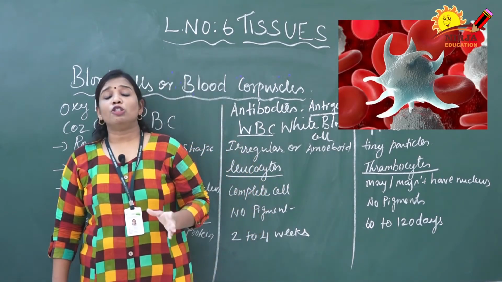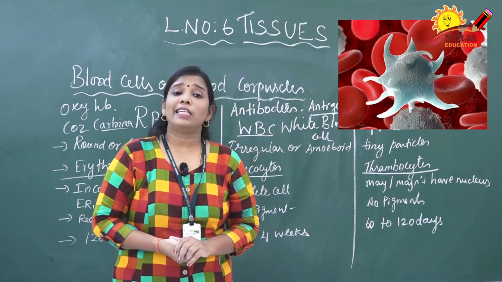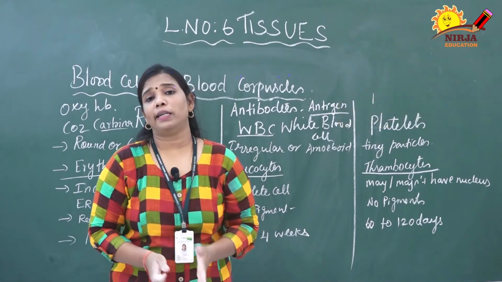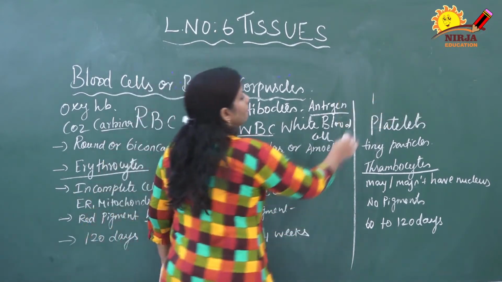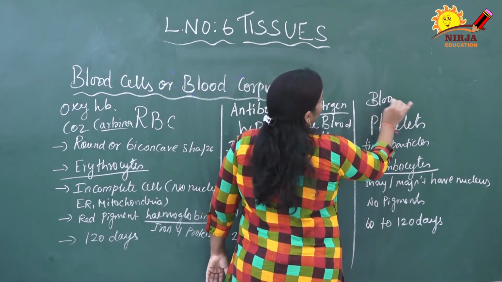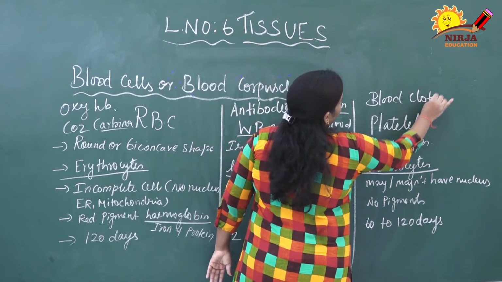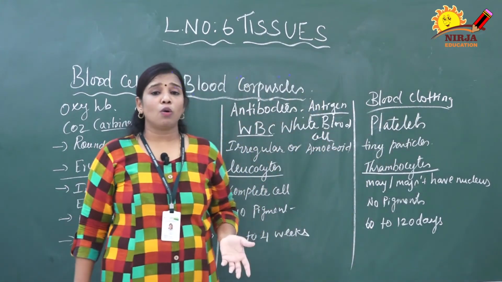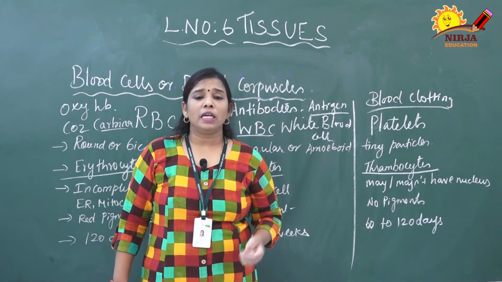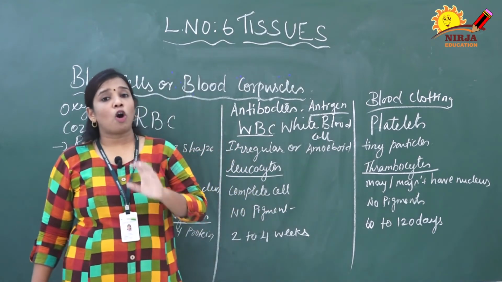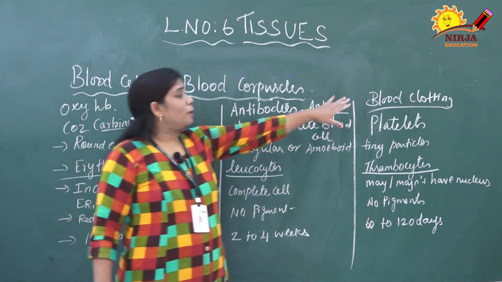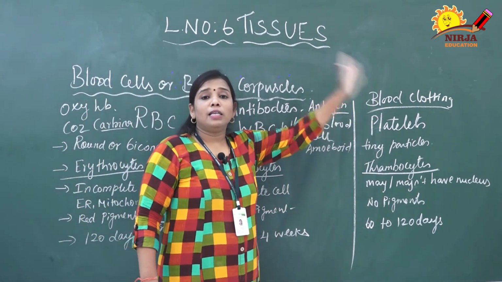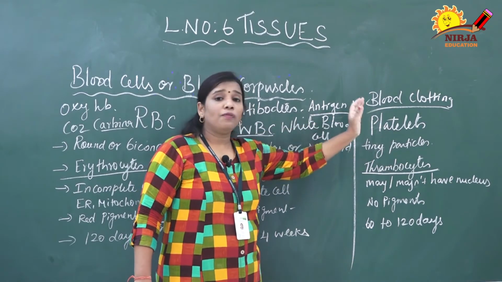What is the function of these platelets? These platelets help to clot the blood. So they are involved in the blood clotting mechanism. Once a wound or anything happens, immediately blood will ooze out. After some seconds or minutes, the blood automatically stops or clots. That mechanism is called the blood clotting mechanism. This mechanism is done with the help of these platelets.